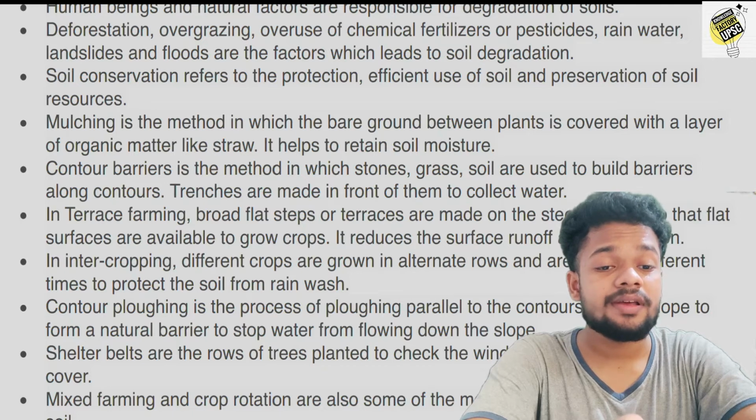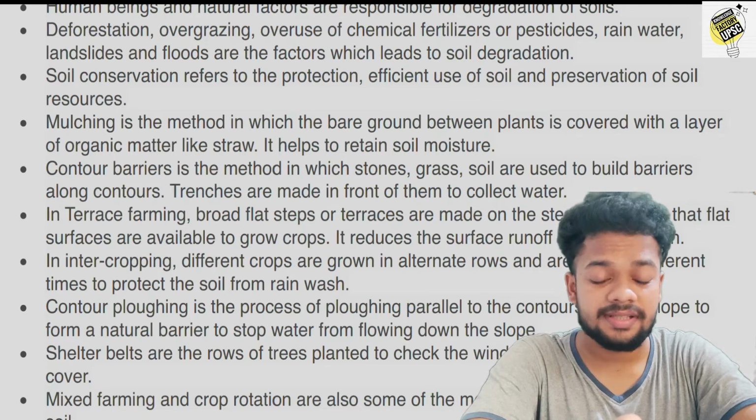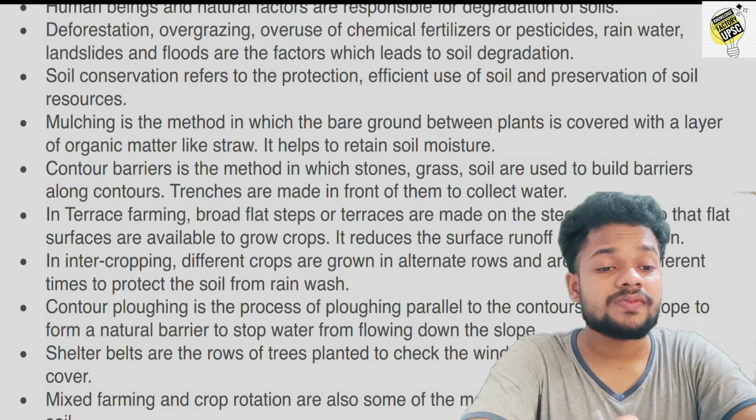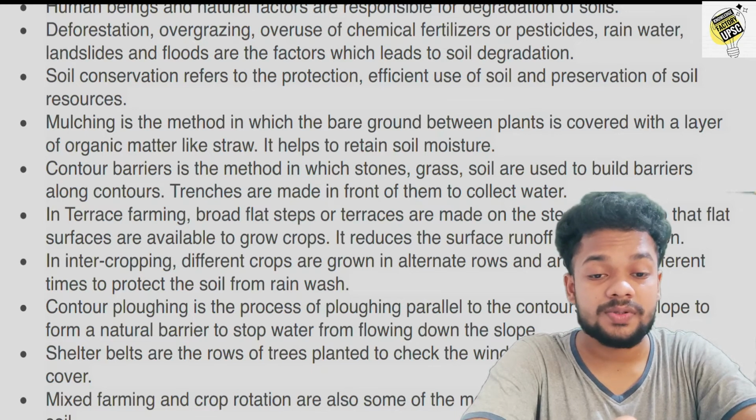So deforestation, overgrazing, overuse of chemical fertilizers, pesticides, rainwater, etc. play an important role in soil degradation. The soil conservation refers to the protection, efficient use of soil and the preservation of soil resources.